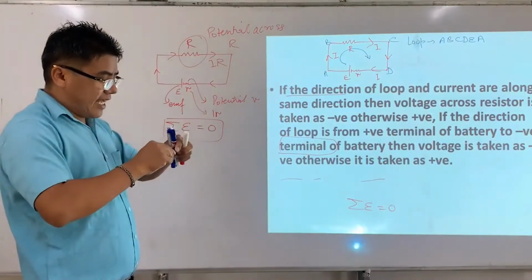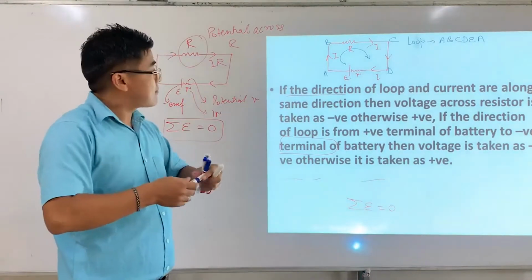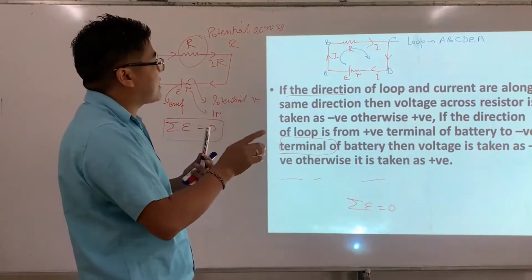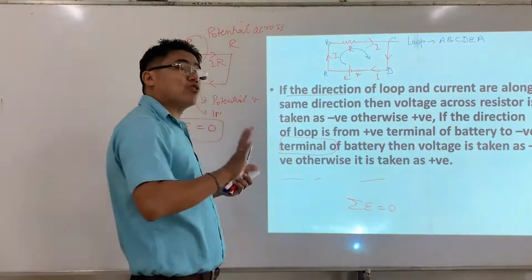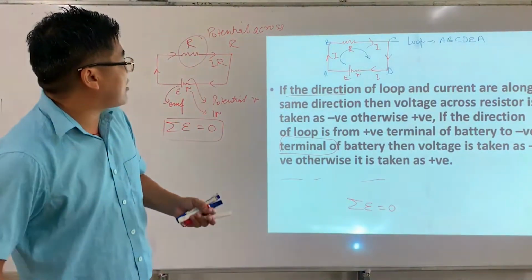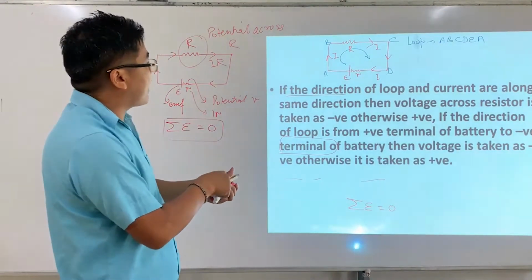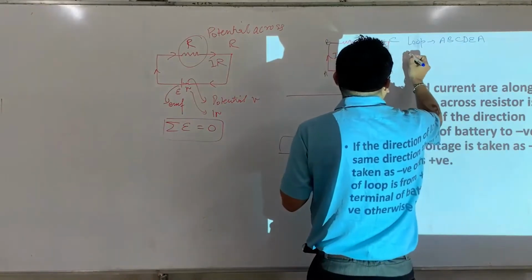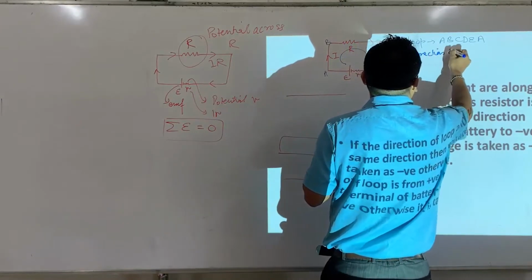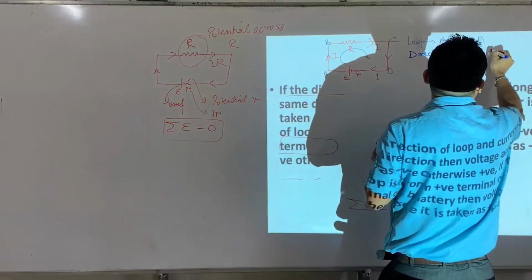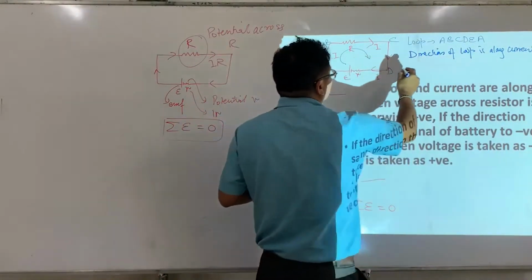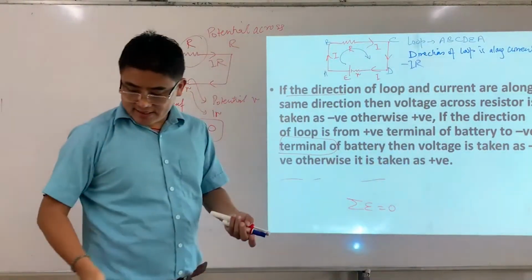Alright. The rule says that if the direction of the loop and the current are along the same direction, then we take the potential to be negative. So if the direction of loop and the direction of current are the same, then we take the potential negative. Look at here, in this case the direction of loop is along the current. So therefore now IR becomes minus.